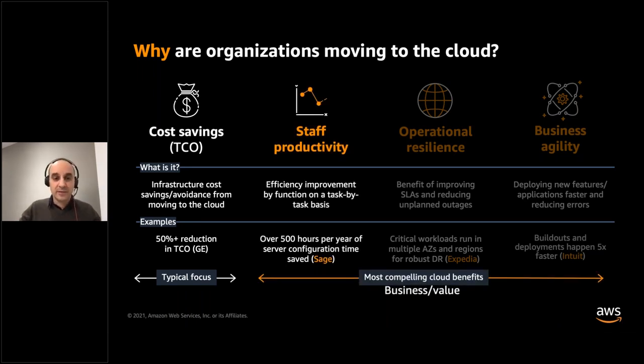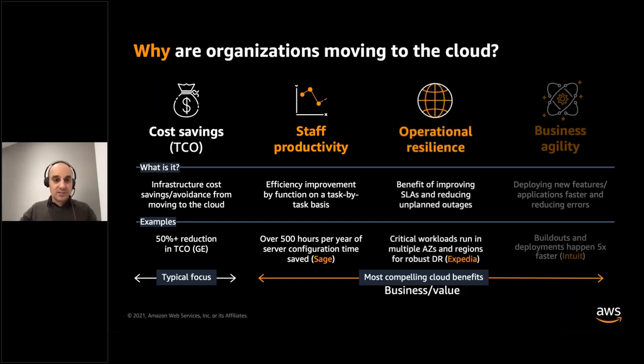There are other compelling reasons in terms of cloud benefit. We can see, for example, in terms of staff productivity. Once you are no longer required to maintain your on-premises capacity, you can then focus on doing just the things that bring benefit to your customers. For example, at Sage, they consumed 500 less hours per year in terms of server configuration for their on-premises infrastructure.